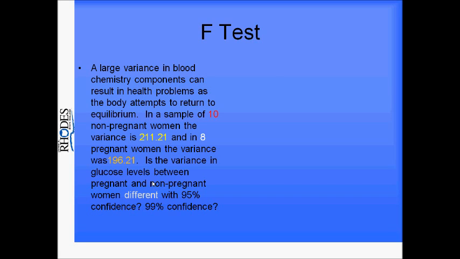Okay, so in this case, our initial hypothesis, or null hypothesis, is that the variances are the same. So we're assuming like the 211 and the 196 are equivalent. If we prove that they're not, or reject the null hypothesis, that would mean that they're not equivalent.